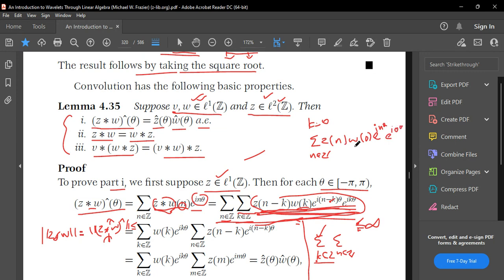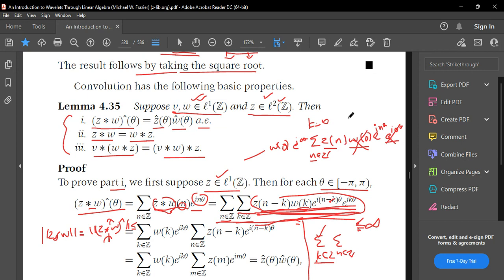In this term we can take W of 0 and e raised to i 0 theta common because it is not dependent on the index n. So we will write this as W of 0 e raised to i 0 theta into summation n belongs to Z, Z of n. We have taken this common, and e raised to i n theta will be left.